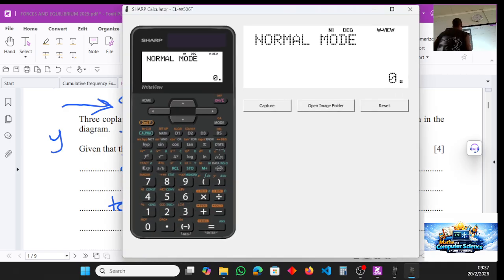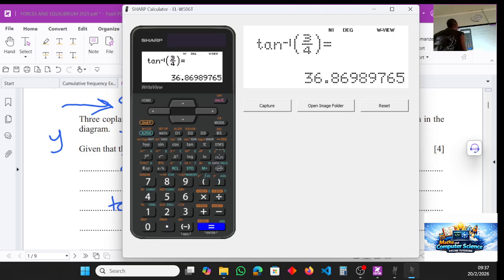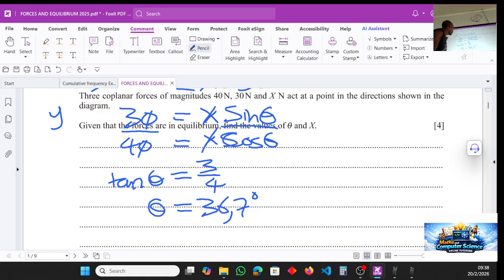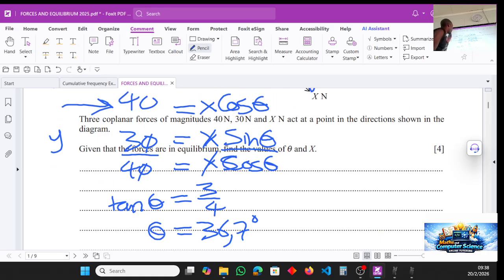Then I'll raise my calculator, second function, I need tan. That's arctan of the fraction: I'll put 3, then denominator 4, close my bracket, and I say equal, which gives me 36.869. I can round it to one decimal place, which gives me 36.7. So I can say my theta is 36.7 degrees.